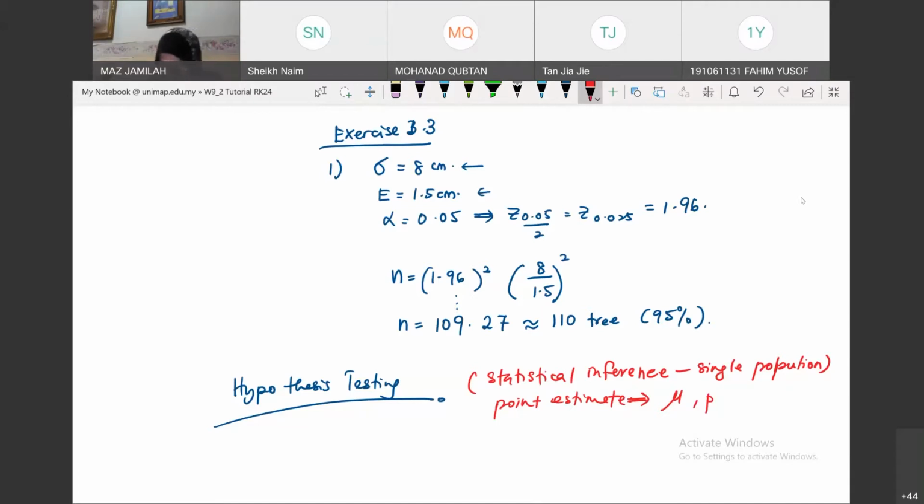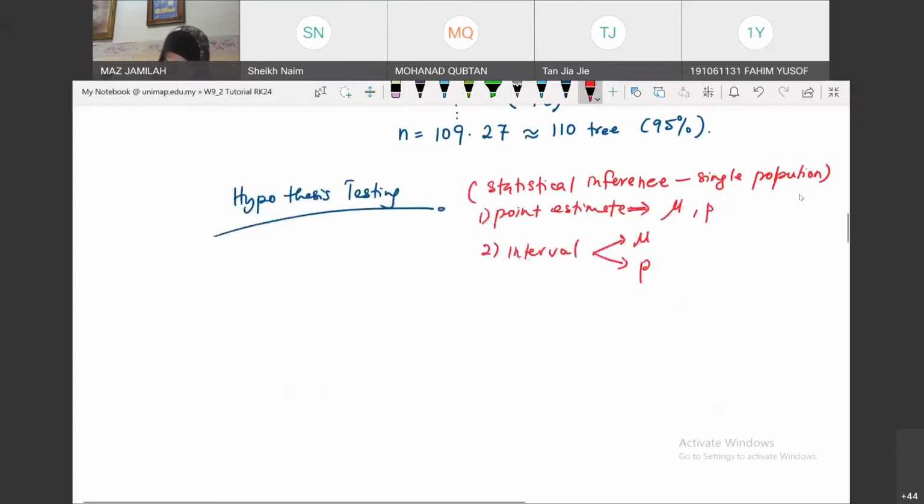So what happens is that when we estimate a point, we may mislead. Our estimation could be not exactly the point that we are estimating. So that's why we have what we call an interval. Then we go for the interval estimate, and we have seen the interval estimate for mu and the interval estimate for proportion.